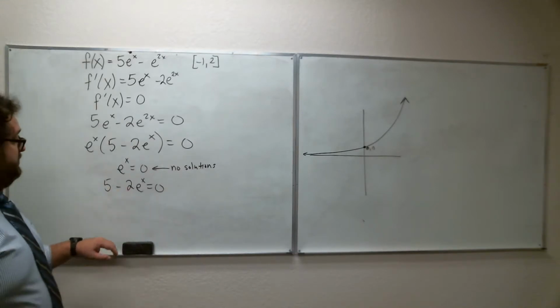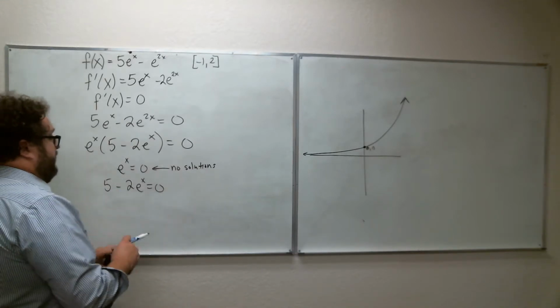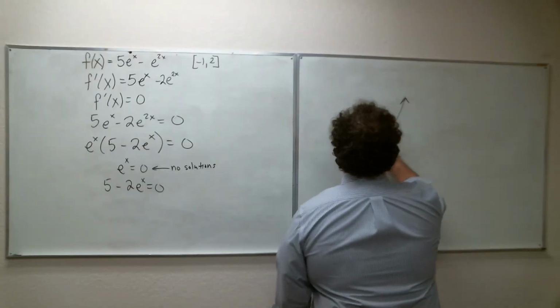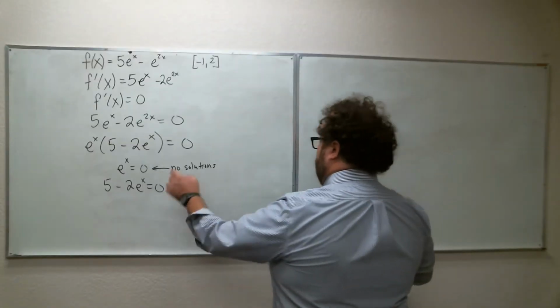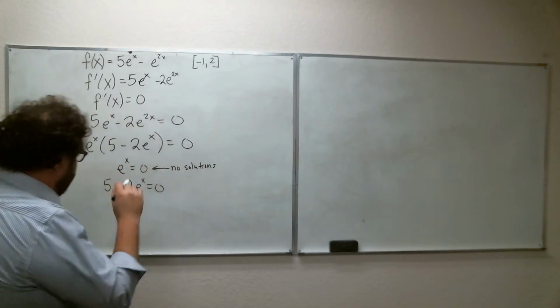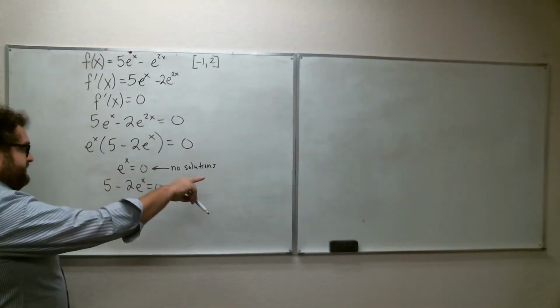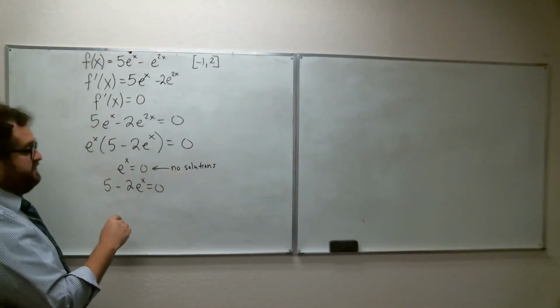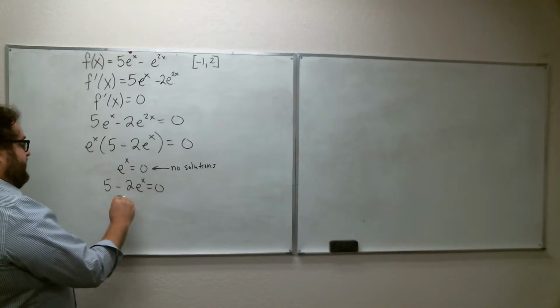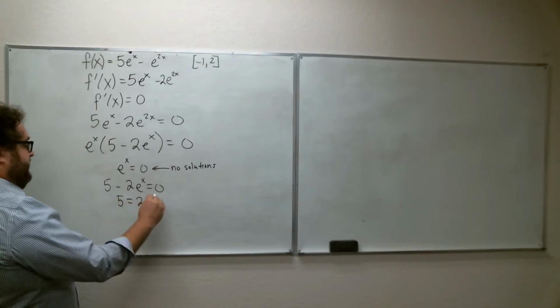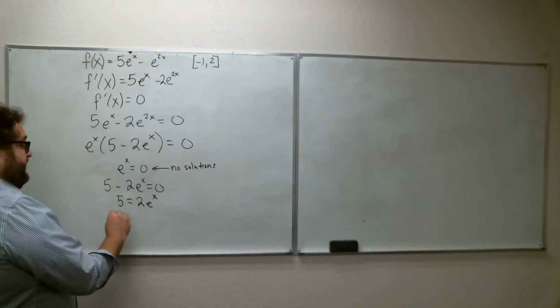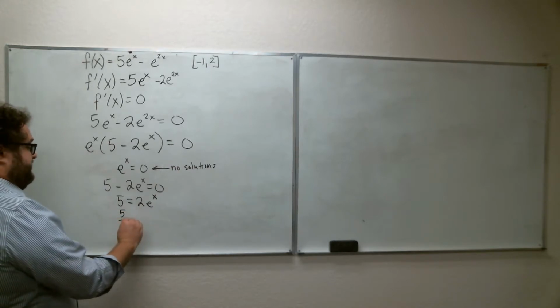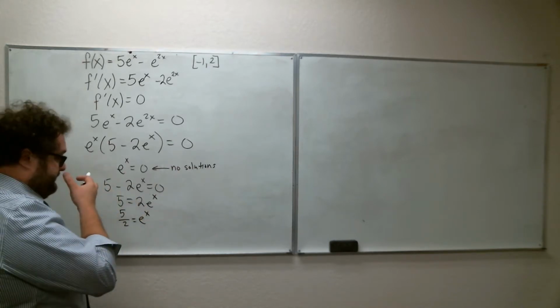Now this one is going to have a solution. How do you solve that? Well, let's just go off to the side. We'll move over here in just a second. All right, so we're going to subtract 2e to the x from both sides. So we're going to have 5 equals 2e to the x. Divide both sides by 2. So 5 halves equals e to the x.